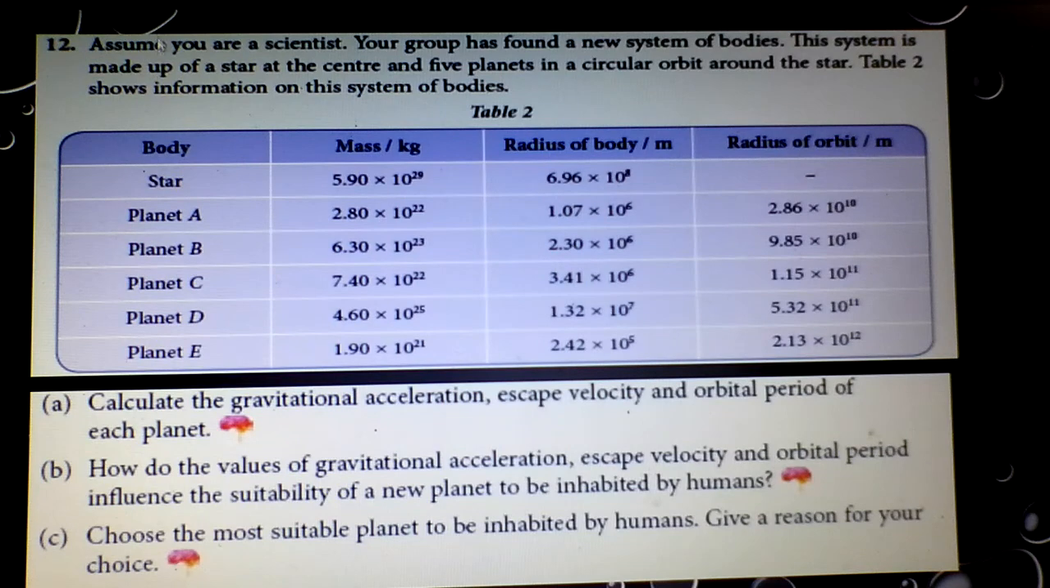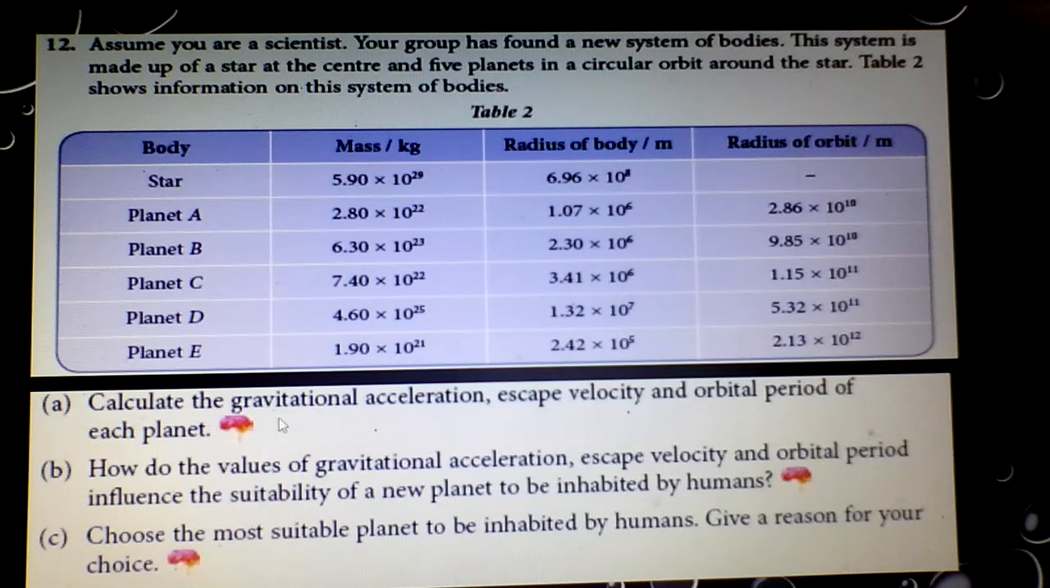Okay, number 12. Assume you are a scientist. Your group has found a new system of bodies. The system is made up of a star at the center and 5 planets in circular orbit around the star. Table 2 shows information of the system of bodies. Okay, so you have a star, planets A, B, C, D, E, with mass, radius, and radius of orbit.